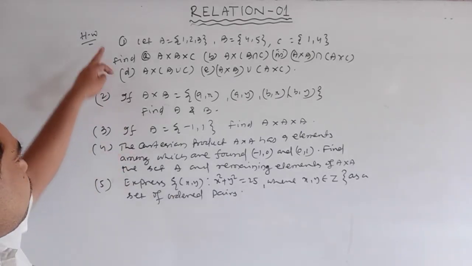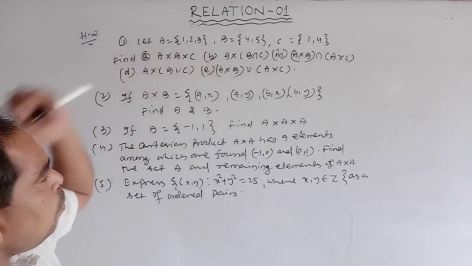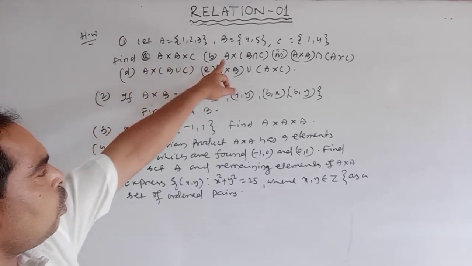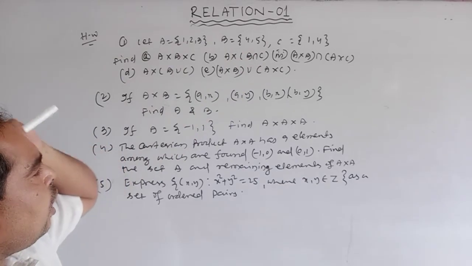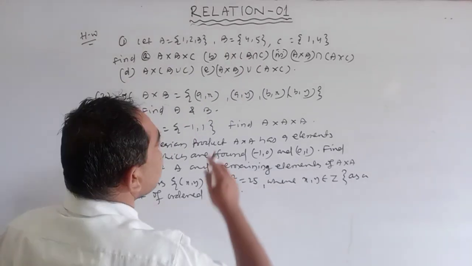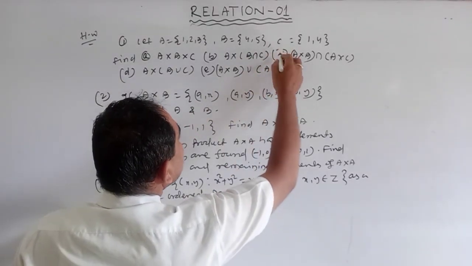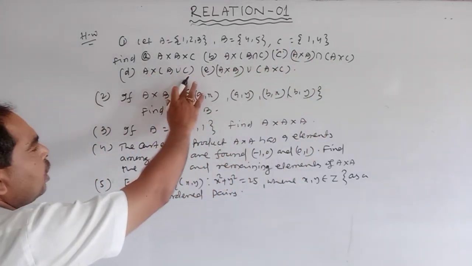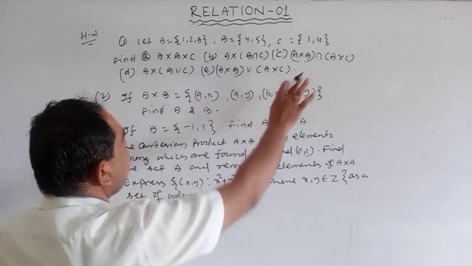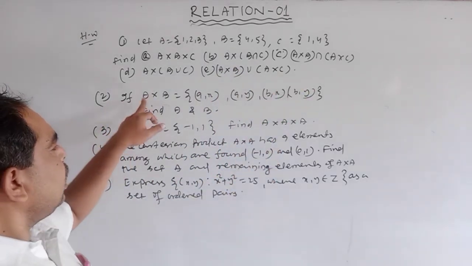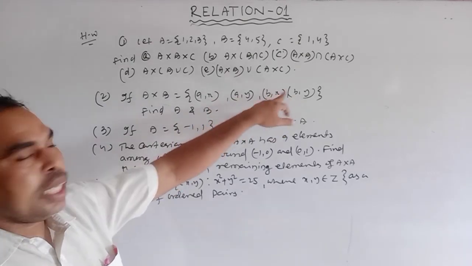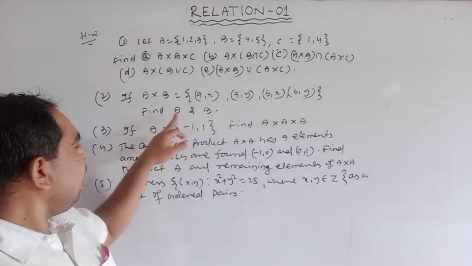Question number 1. Let A = {1, 2, 3}, B = {4, 5}, C = {1, 4}. Find A into B into C. Second, A into B into C. Third, this is C, A into B into A into C. D, A into B union C. E, A into B union A into C. Question number 2. If A into B is equal to {(A, X), (A, Y), (B, X), (B, Y)}, find set A and set B.